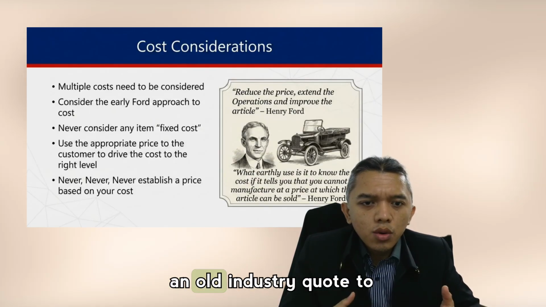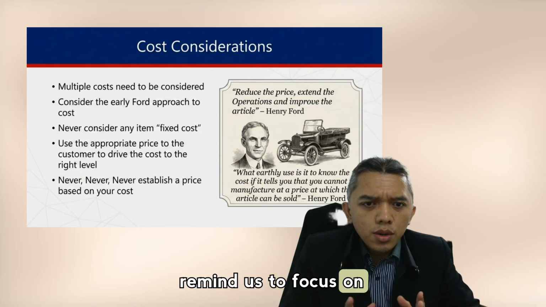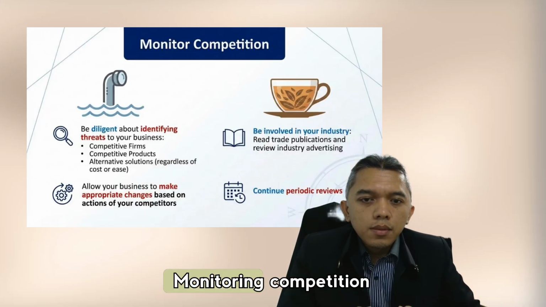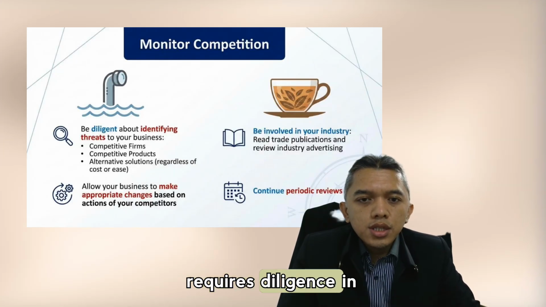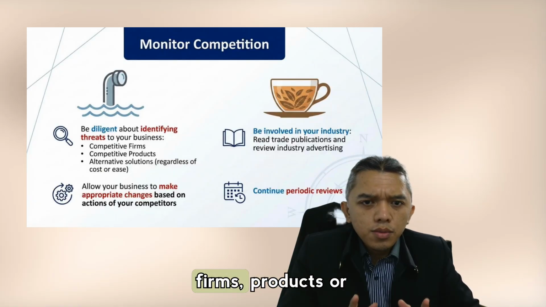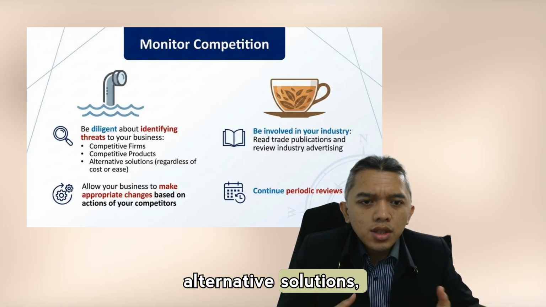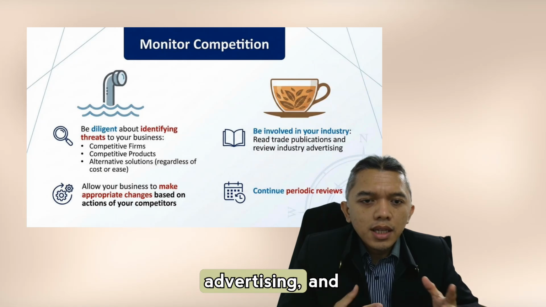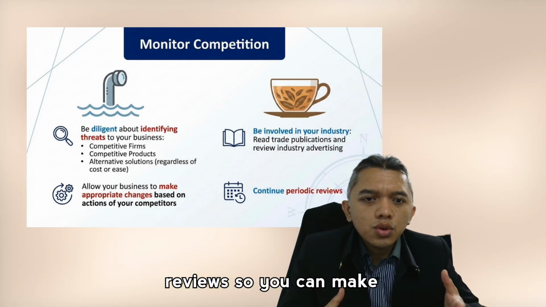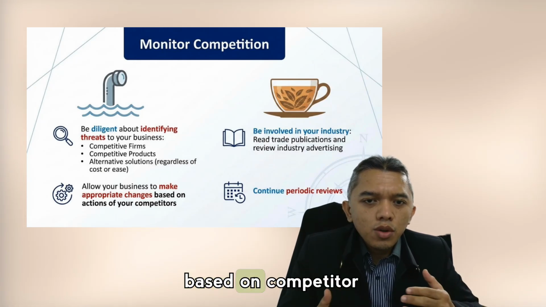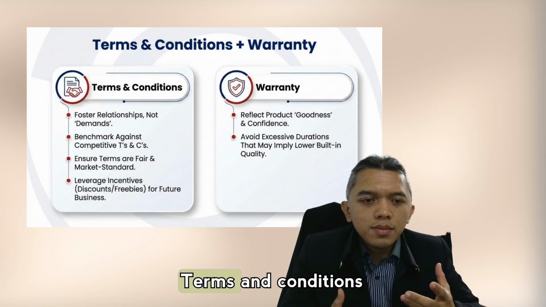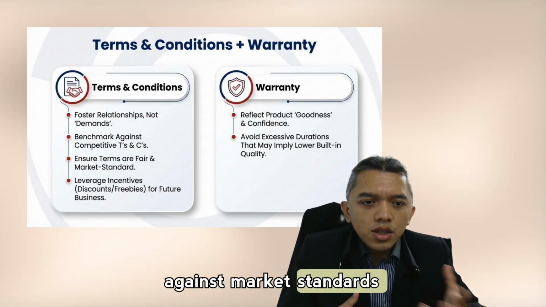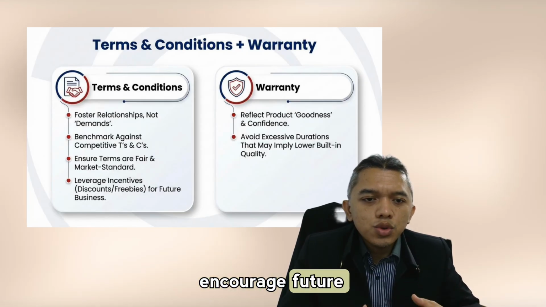The slide includes an old industry quote to remind us to focus on manufacturing and operations to reach a price the market will pay. Monitoring competition requires diligence in identifying threats from firms, products, or alternative solutions, staying involved in your industry through trade publications and advertising, and scheduling periodic reviews so you can make appropriate changes based on competitor actions. Terms and conditions should foster relationships and be benchmarked against market standards while using incentives to encourage future business.